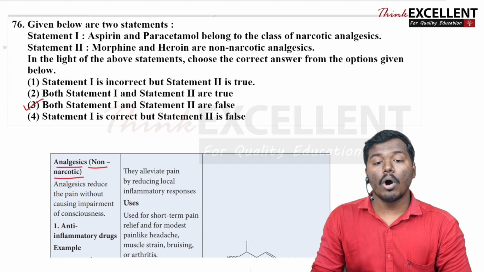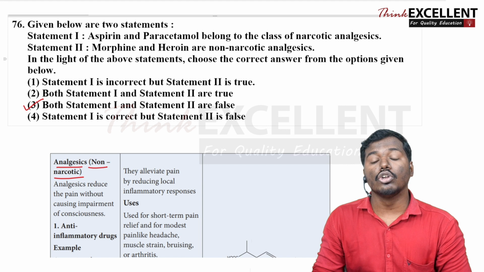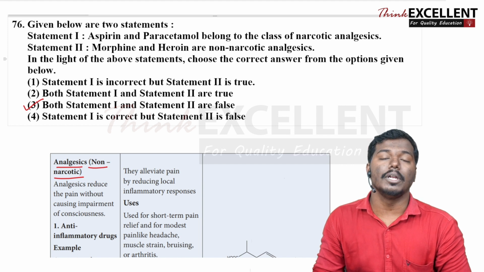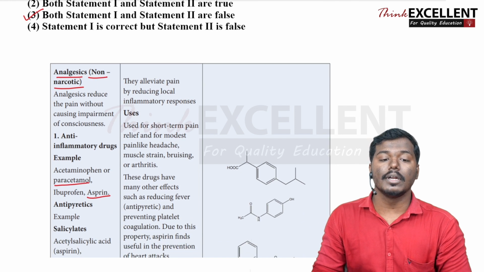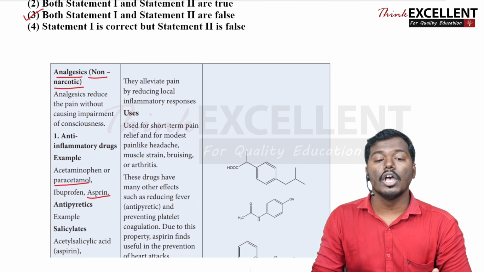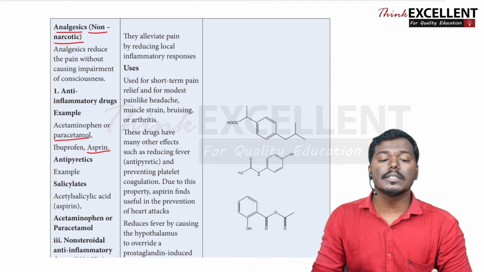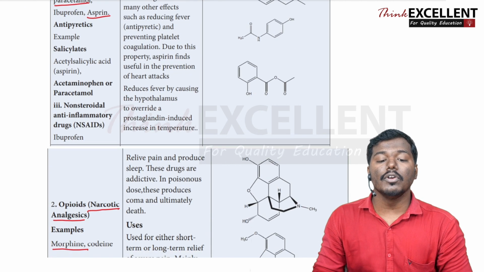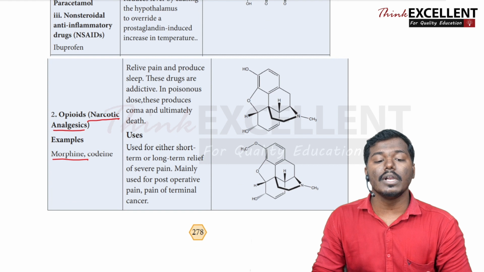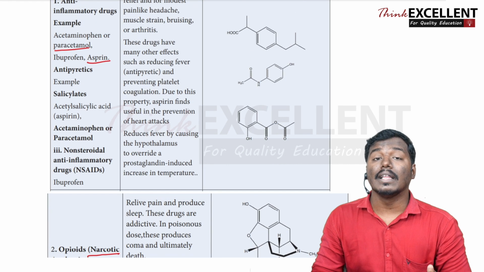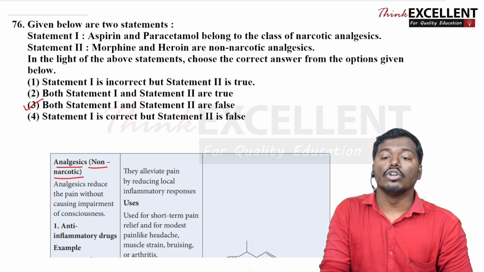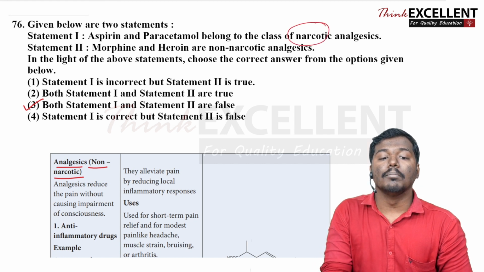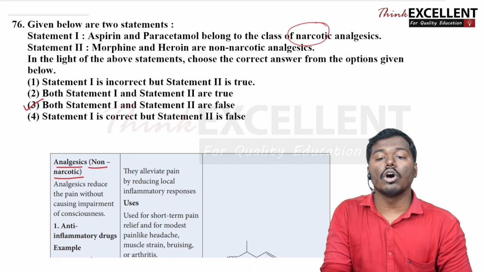Statement 2, பாத்தீங்கன்னா, morphine and heroin are non narcotic analgesics அப்படினு கொடுத்திருக்காங்க. But we have studied in that lesson, analgesics la rendu type irukku, narcotic and non narcotic. So non narcotic la paracetamol and aspirin varum, and when you take the narcotic analgesics you will get morphine and heroin, but they given in the opposite manner. So aspirin and paracetamol non narcotic la varum, and morphine and heroin will come under narcotic. So both the statements are false.